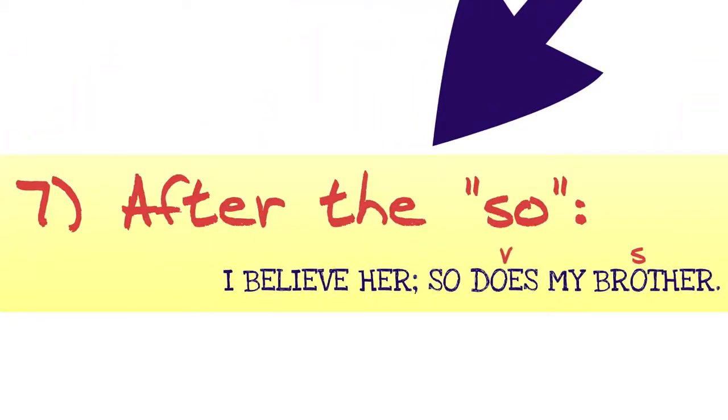And lastly, the verb also comes before the subject when you use the word so. For example, I believe her, so does my brother. Does is the verb and brother is the subject, and because it follows the word so, the verb comes first.